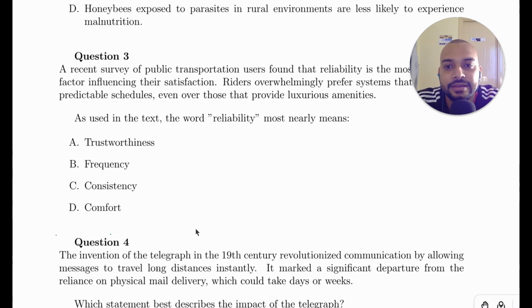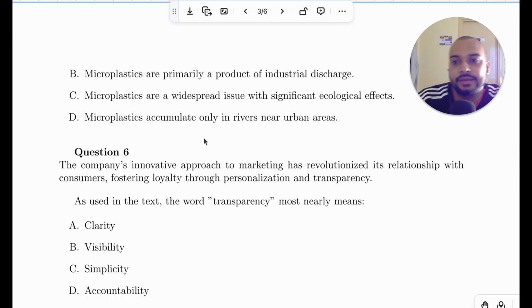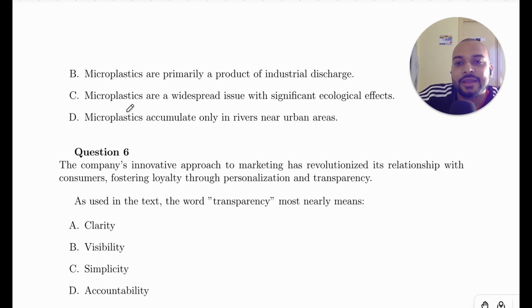Okay. Let's look at the next option. Option C. Microplastics are a widespread issue with significant ecological effects. Yep, that is correct. Option C is correct. Let's look at option D and see if it's more correct or more accurate than option C.